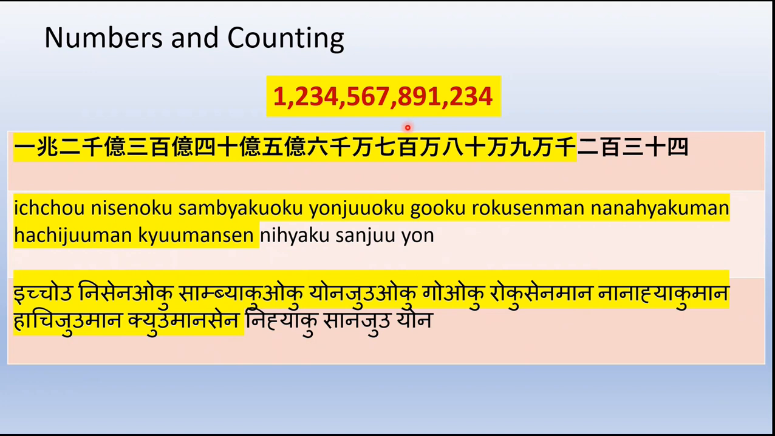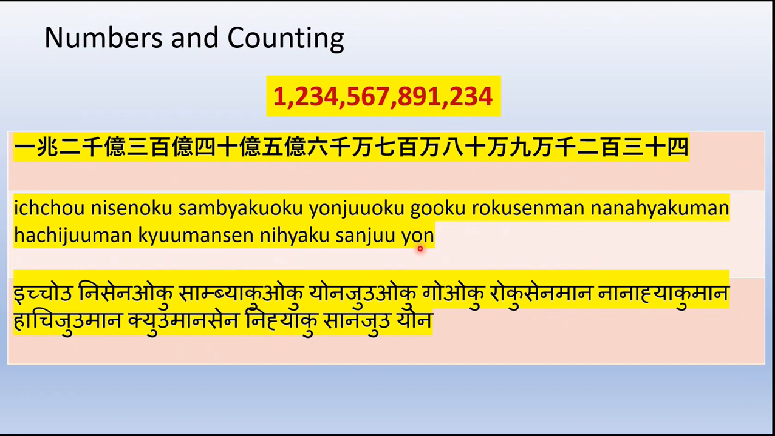So after hachijuman, we have kyuman. 90,000 is kyuman. And then we have 1,234. For 1,000 we have sen. For 200 we have nihyaku. And for 30 we have sanju. And for 4 we have yon.